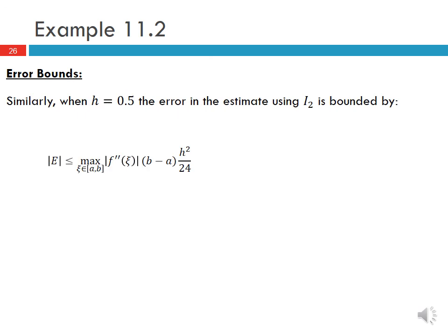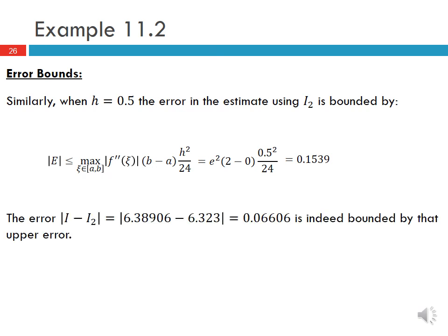We can do the same thing for I2. When h is 0.5, the error in the estimate using I2 is bounded by the expression shown here, which for our case means that the error should be less than 0.1539. And if we calculate the actual error, it was indeed bounded by that, at 0.06606.